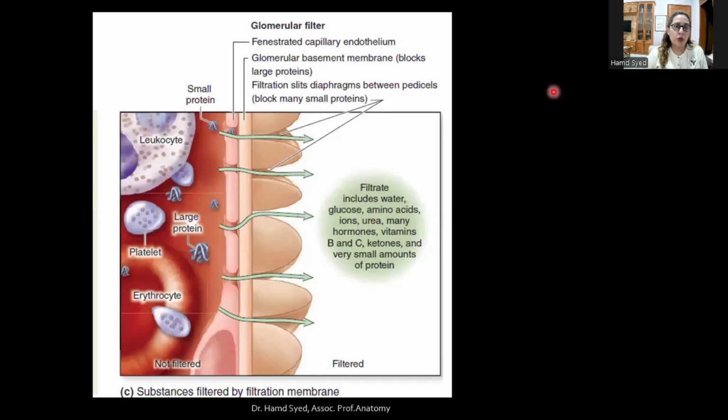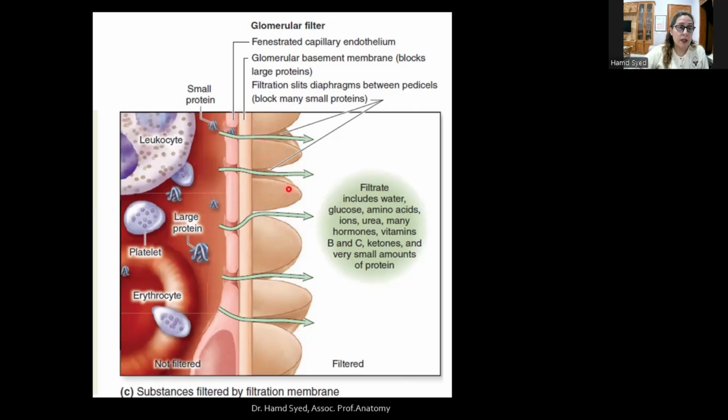So here we can see the three components of the glomerular filtration membrane or barrier. First, you can see the fenestrated capillary endothelium. By fenestrations, we mean that there are gaps or spaces within the endothelial cells. Then the second component of the glomerular filtration membrane is this here, glomerular basement membrane. This is the second component of the filtration barrier. And then the third one is this here. These are the filtration slits which are present between the pedicels or the secondary processes of the podocytes. So these are the three components of glomerular filtration barrier.